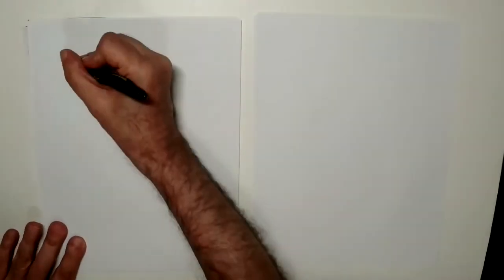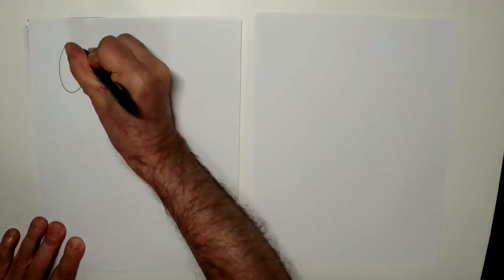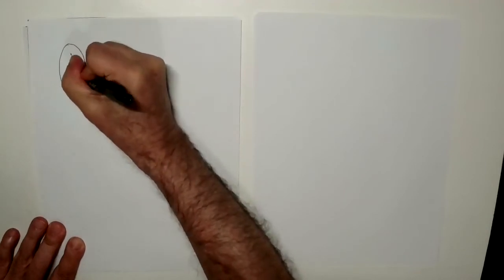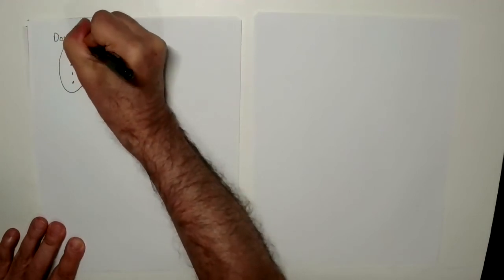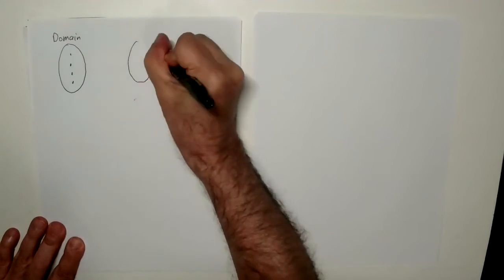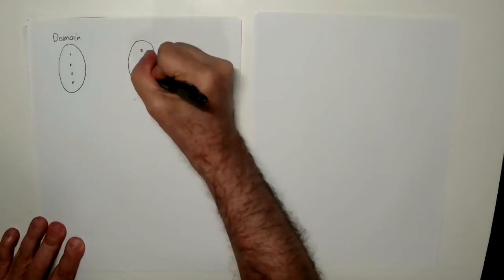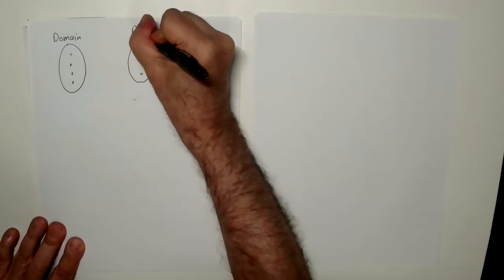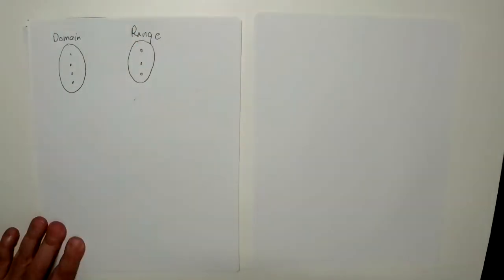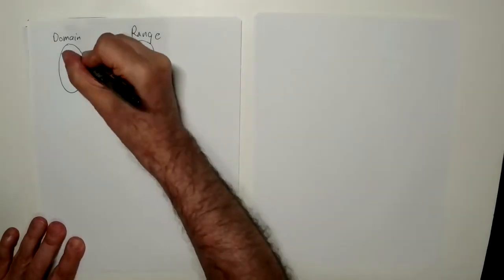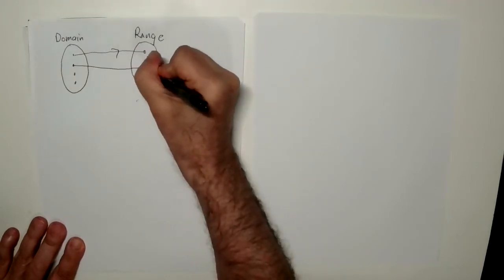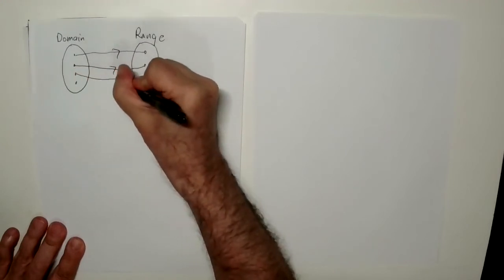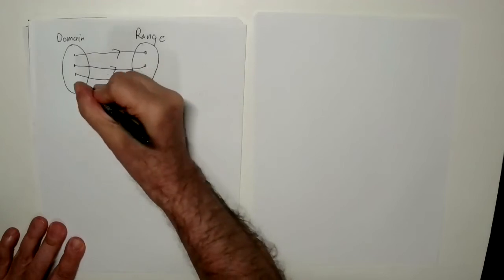Now a function consists of three things. One of them is the set of inputs, and those inputs are called the domain. Then there's a set of outputs. The outputs are called the range. And then finally, there is a rule that takes an input and gives you an output. And we're going to draw those as arrows. And what I've drawn here is a representation of a function.